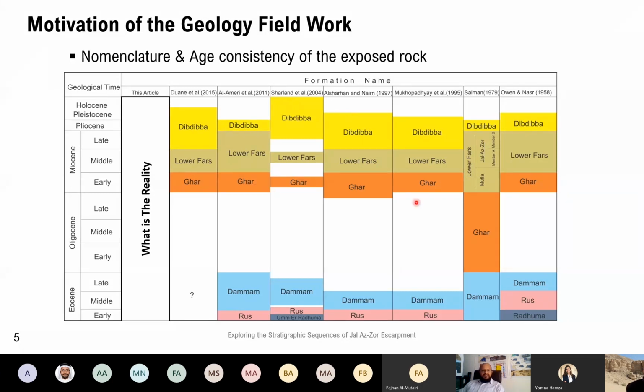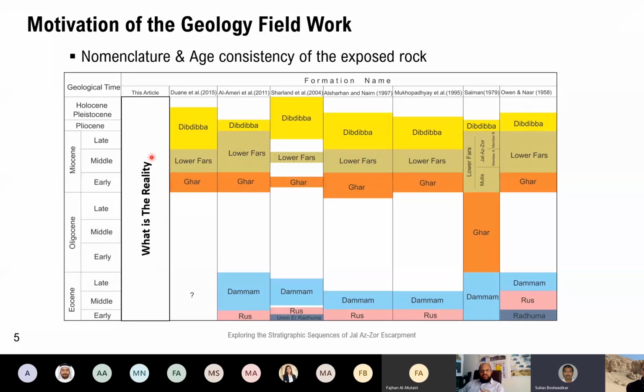Mostly the age is identified as Miocene. However, if you look at the Lower Fares itself, sometimes it's middle Miocene, sometimes early Miocene, sometimes it extends from middle Miocene all the way to late Miocene, and the same for Dibdiba, except for Salman, who identified Ghar as occupying the Oligocene. The Oligocene in Kuwait is generally described as eroded or non-deposited. And this is what we have been looking at and focusing on.